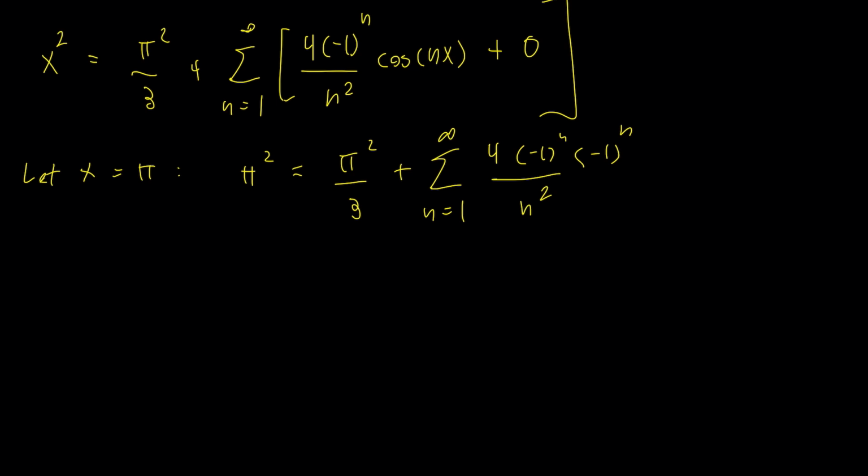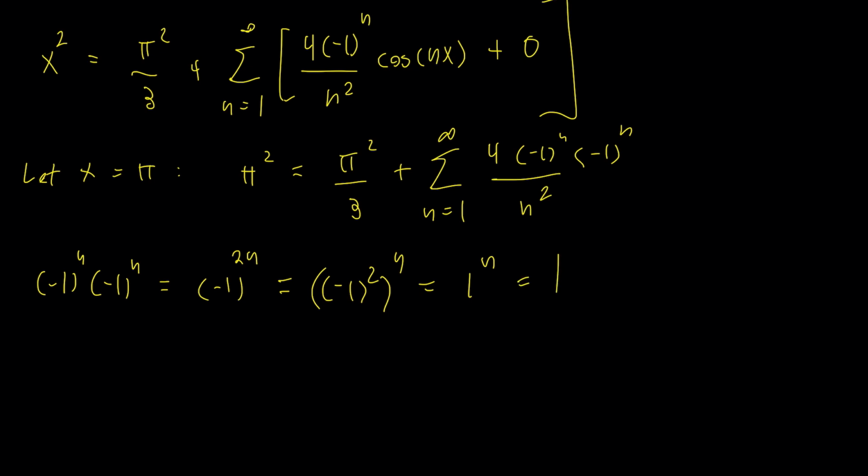And we have 2 negative 1 to the n, so negative 1 to the n times negative 1 to the n is negative 1 to the 2n, which is negative 1 squared to the nth power, which is 1 to the nth, and 1 to any power is 1, where n is an integer. So we have pi squared equals pi squared over 3 plus the sum from 1 to infinity of 4 over n squared.